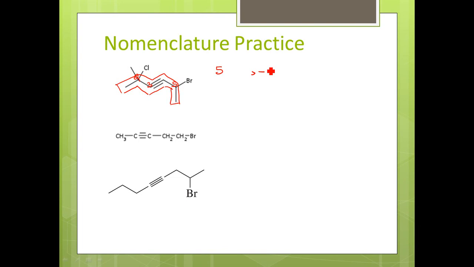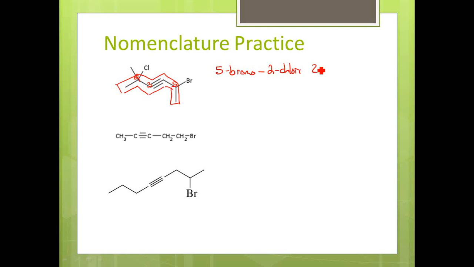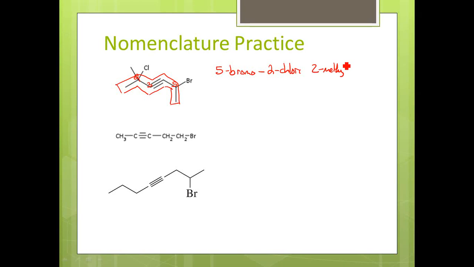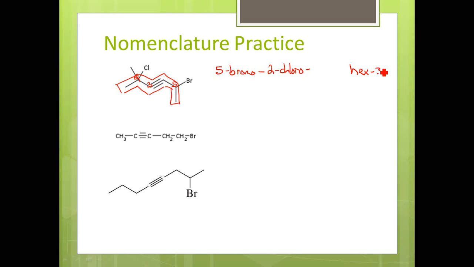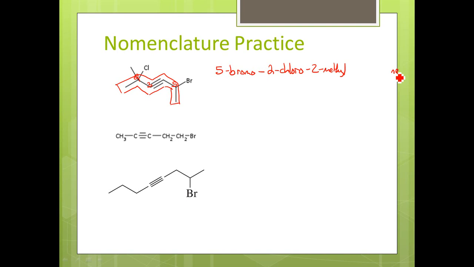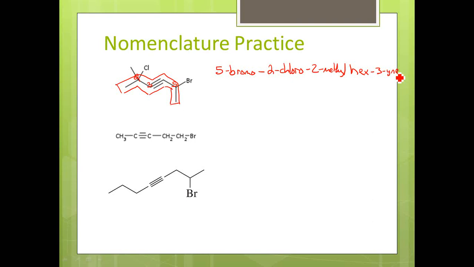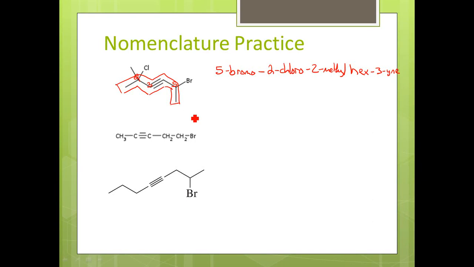So we're going to have 5-bromo, 2-chloro, 2-methyl, hexyne, and we're going to put a 3 in the middle to specify where the alkyne is. So we could have actually done 5-bromo, 2-chloro, 2-methyl, 3-hexyne, but we're going to see that we're going to put it in the name sometimes.